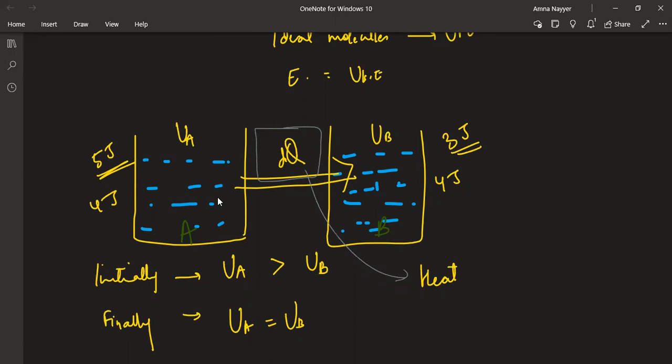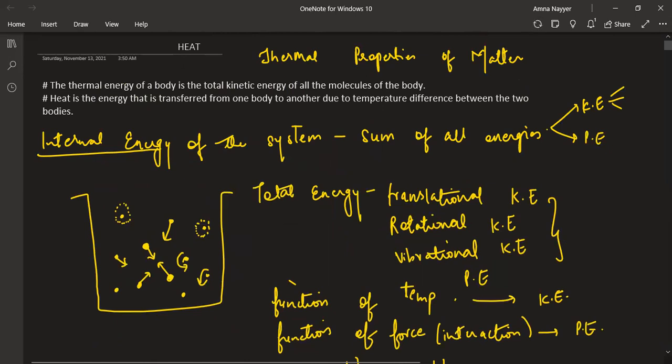So that amount of energy that had flown from A to B to make their temperatures equal, that we call heat. So heat is the energy that is transferred from one body to another due to temperature difference between the two bodies. Am I clear?